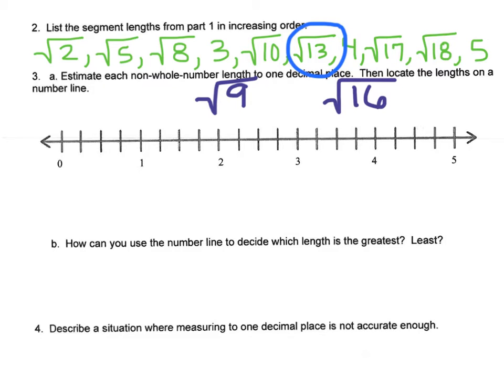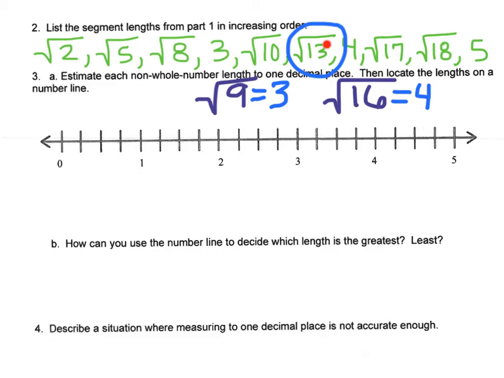Now, the square root of 9, we know, is just 3. The square root of 16, we know, is just 4. So now we know that the square root of 13 is somewhere in between 3 and 4. So we know we're going to write the square root of 13 on the number line somewhere in between 3 and 4. But we want to estimate to 1 decimal place. So the next thing we have to think about is, what is the square root of 13 closer to? Is it closer to 3 or is it closer to 4?